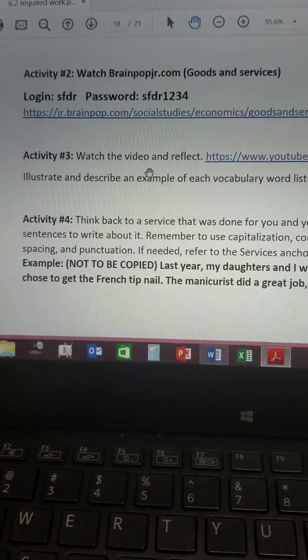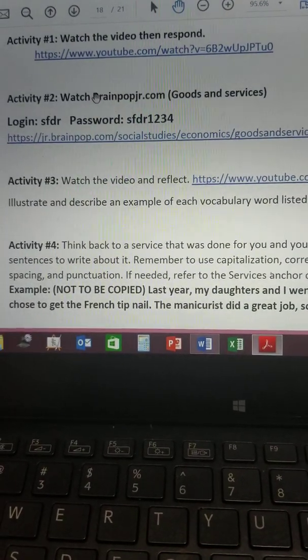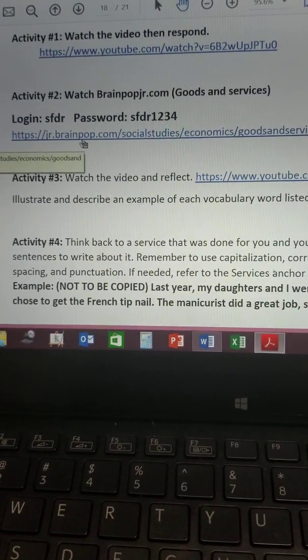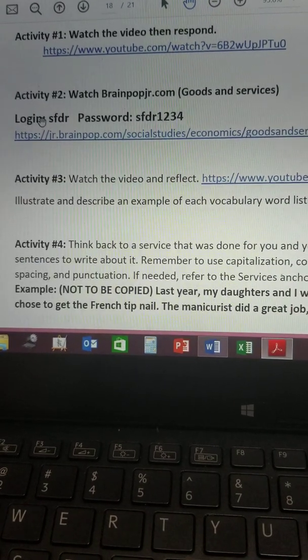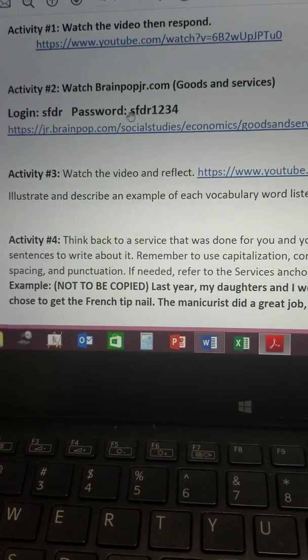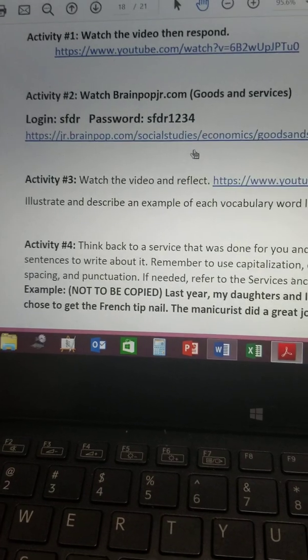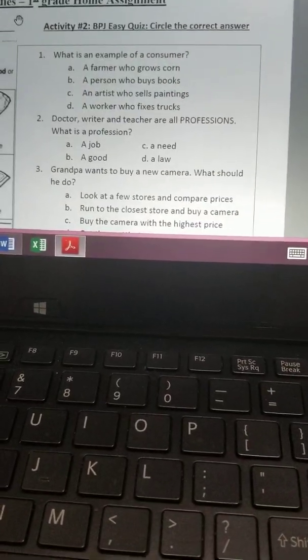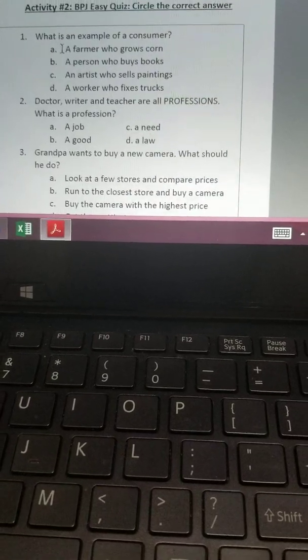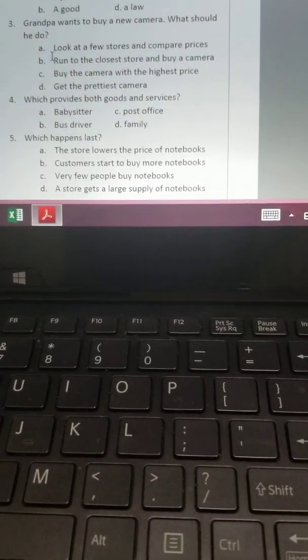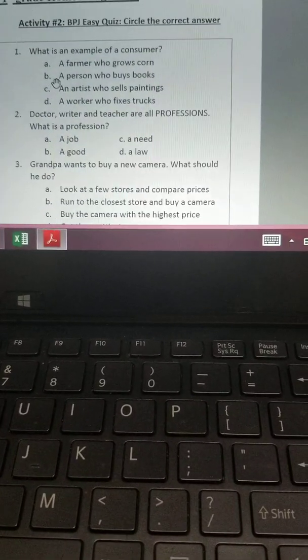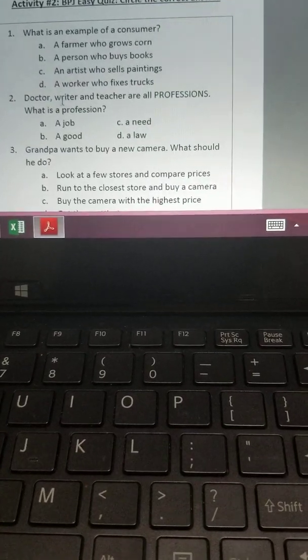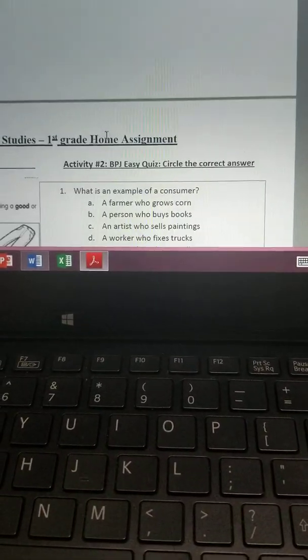For activity 2, you're watching Brain Pop on goods and services. So you're going to click here, and remember it gives you the login and the password so you can watch the video. So if you do activity 2, you're going to answer these questions. And it's only 5 questions. You circle the correct answer A, B, C, D, or write it down on your sheet of paper.